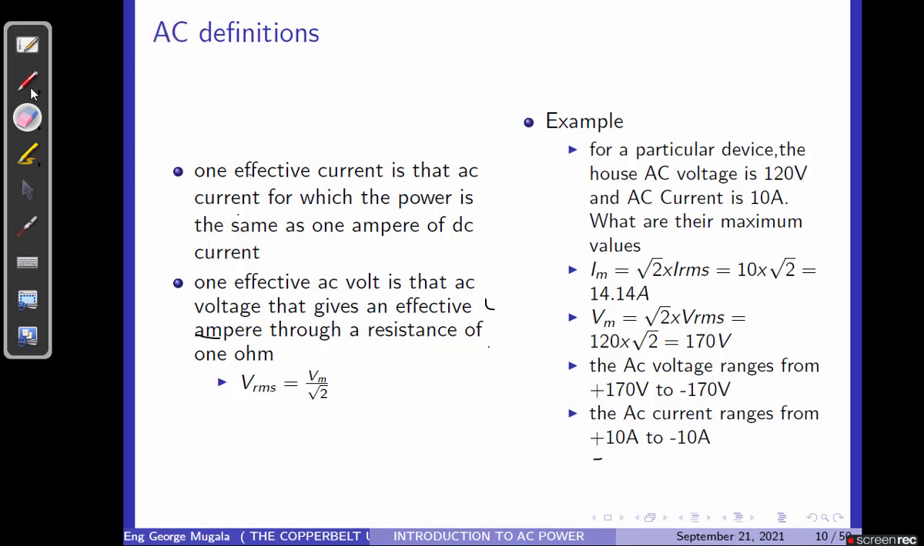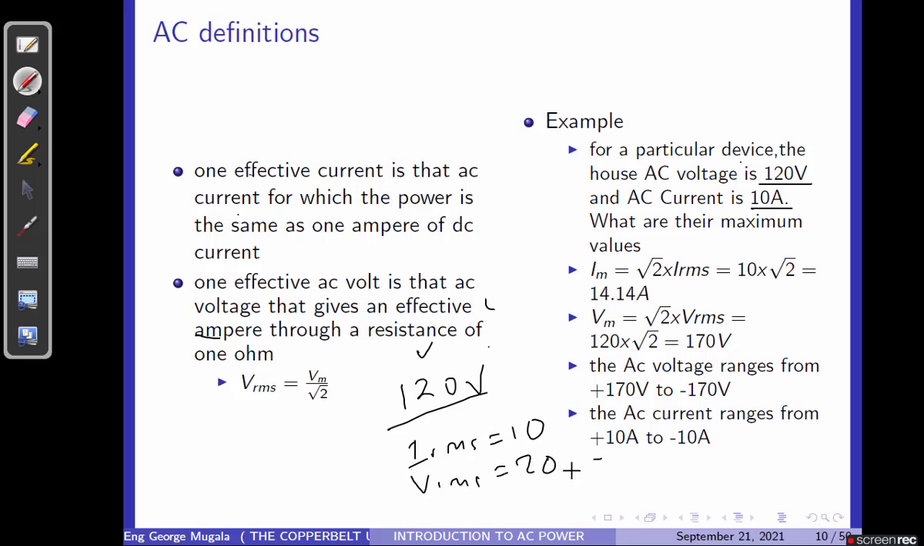Now, here is a quick example. For a particular device, the house AC voltage is 120 volts. Now, guys, whenever they tell you that for a particular household the house AC voltage is 120 volts, just know that they're talking about the RMS value, or the effective value. If they haven't mentioned anything specific, then they're talking about the effective value. So if they're saying that the house AC voltage is 120 volts and AC current is 10 amps, this is the effective value. So this is the IRMS given as 10 amps, and the VRMS is given as 120 volts.